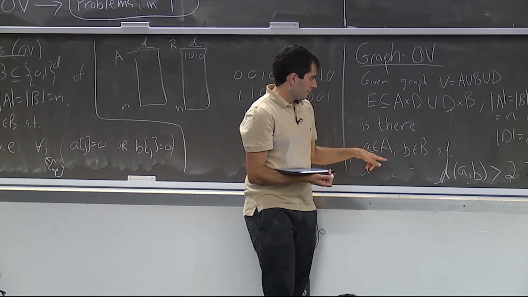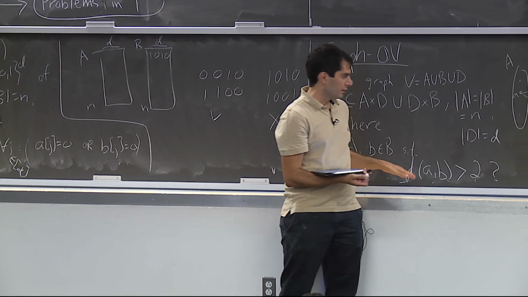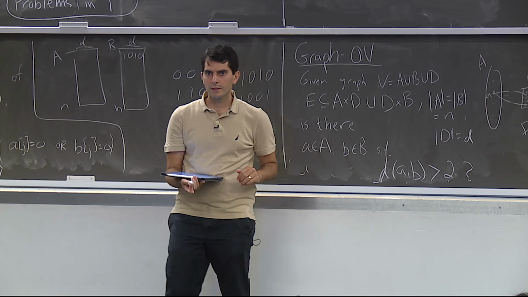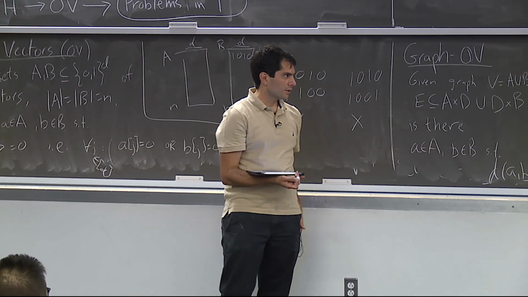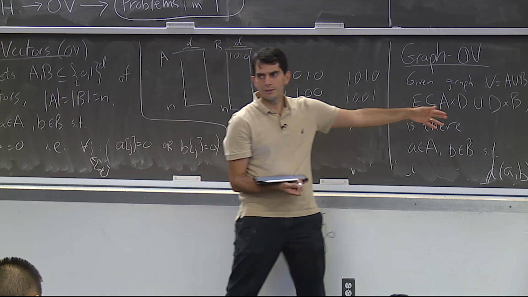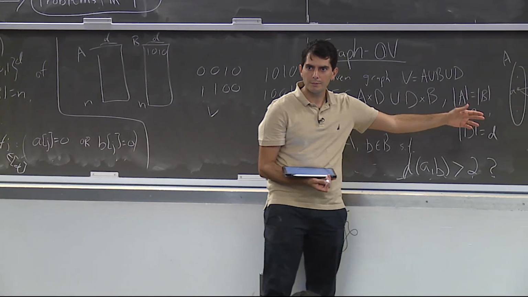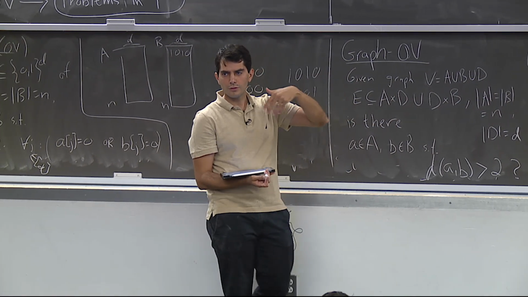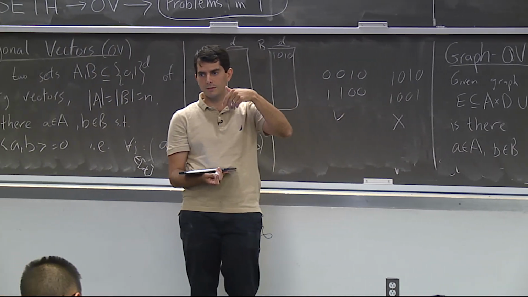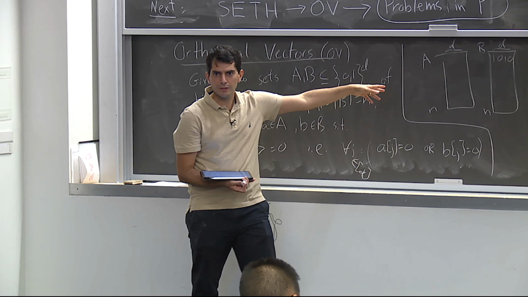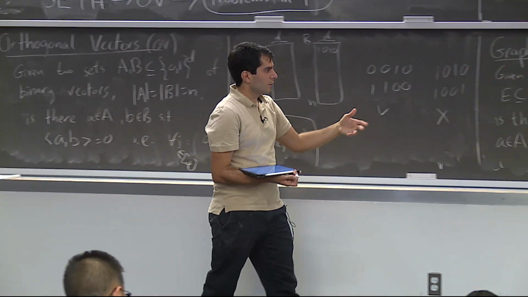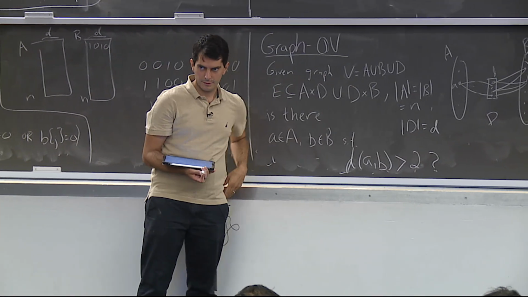And I ask, is there a pair, 1 in A, 1 in B, where the distance is more than 2? This is exactly the same problem. And in the reductions to graph problems, this is what you want to work with. Depending on what you want to reduce OV to, if you're reducing to problems on strings and geometric points or whatever, maybe this is a more appropriate definition to think about. But if you want to talk about graphs, this is more useful.